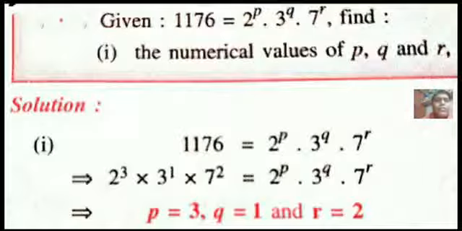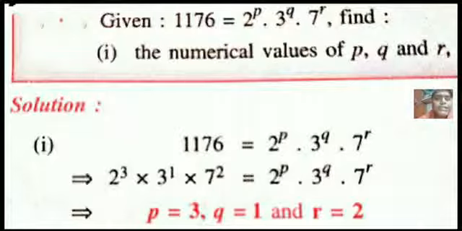Given here is another question for you, with the solution also given besides. 1176 is equal to 2 to the power p, 3 to the power q, 7 to the power r. Find the numerical values of p, q and r. To find this, let us factorize it and obtain it in terms of prime factors by prime factorization or any method. Apply it to find 1176 in terms of prime factors.